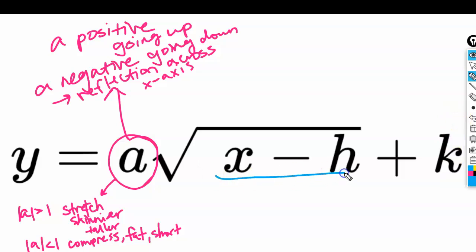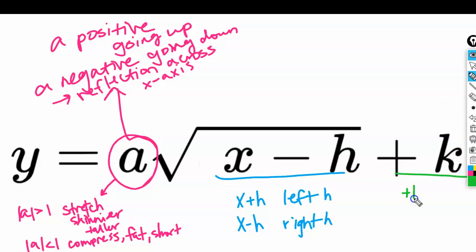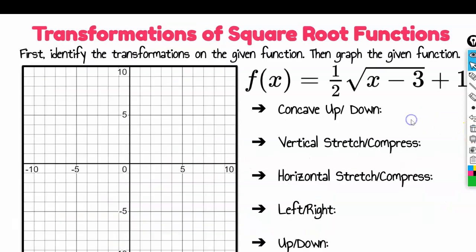Then we've got this. If inside I've got x plus h, it's going to move to the left by whatever that number is, whatever h is. If I've got x minus h, it's going to move to the right by h. And then finally, if I've got plus k, it's going to move up. If I've got minus k, it's going to move down. Write this down. Write this down if you have forgotten it. Okay? Looking at an example.